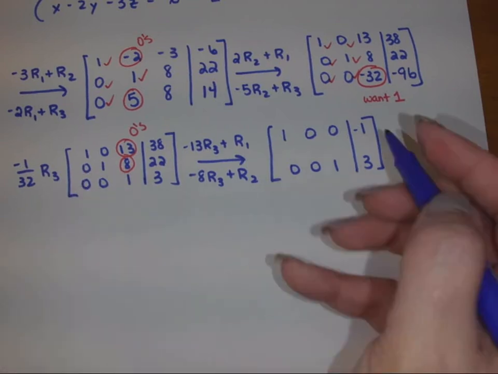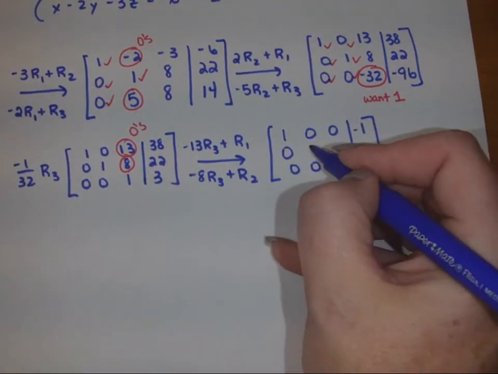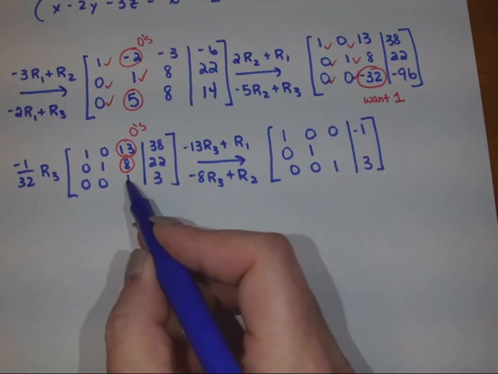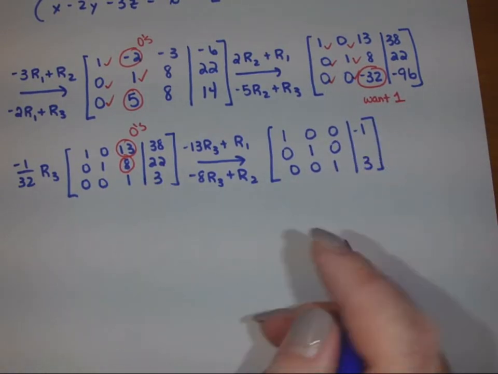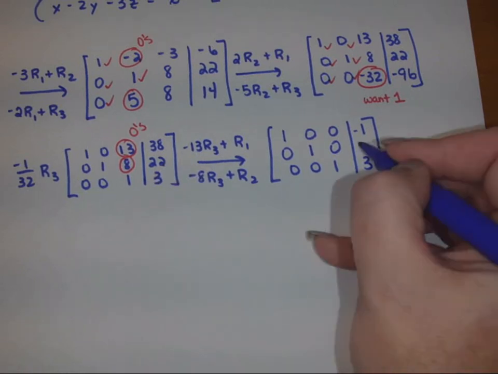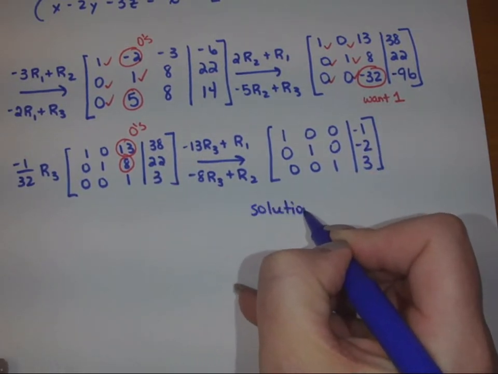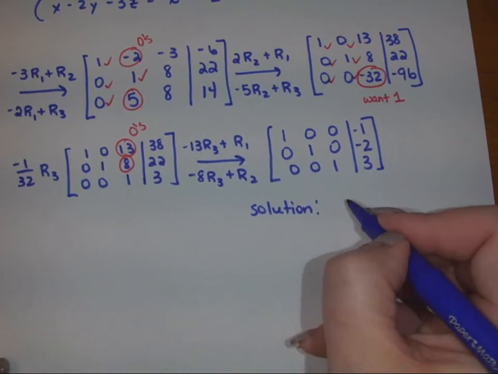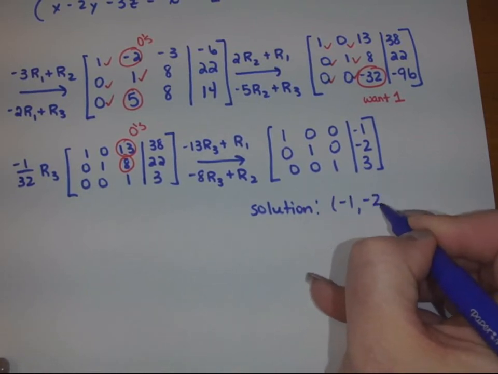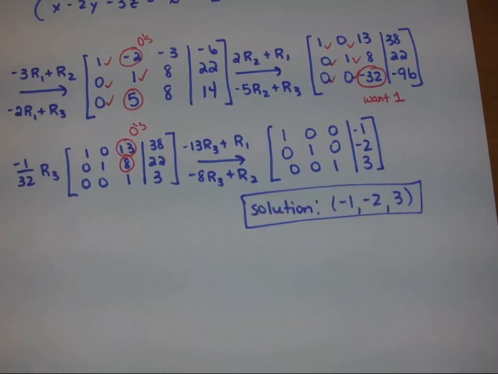And then 0 and 0 is 0. 0 and 1 is 1. Negative 8 and 8 is 0. Negative 8 times this is negative 24, plus 22 would be negative 2. So the solution, which could be checked just like back on number 31 when we had a 3-variable system, you could check the solution, but it's negative 1, negative 2, negative 3.